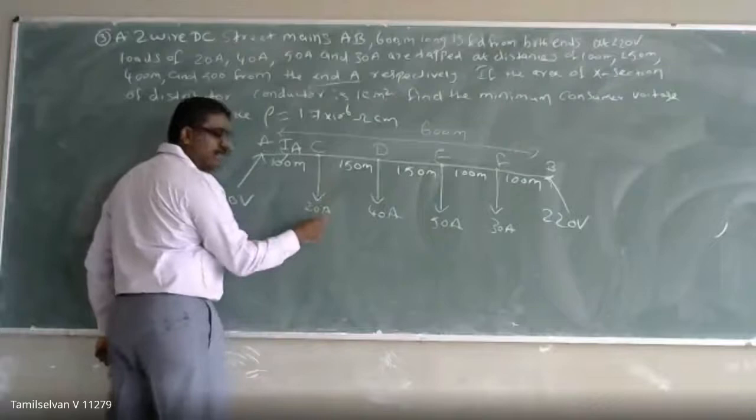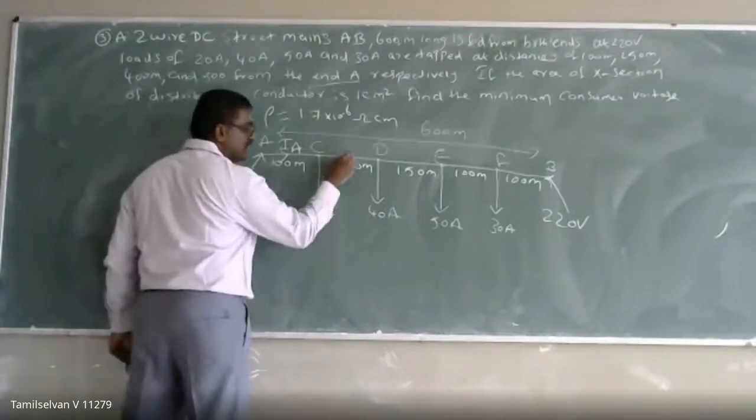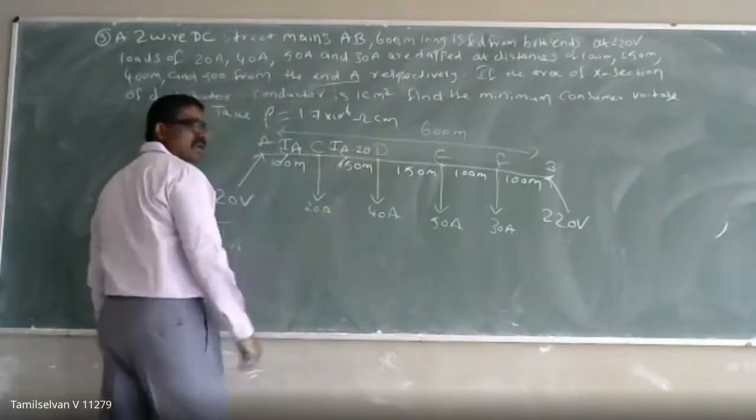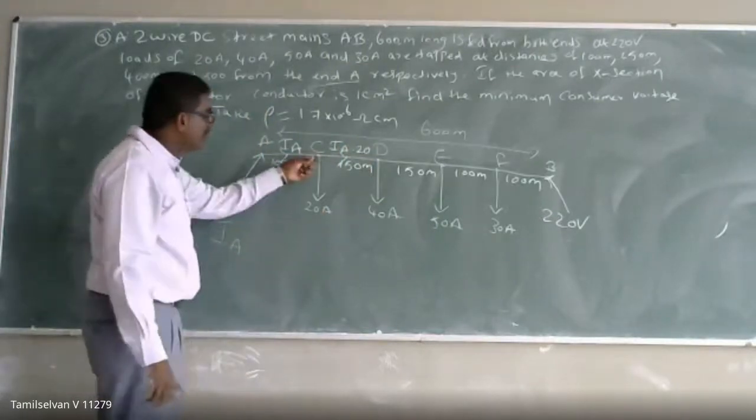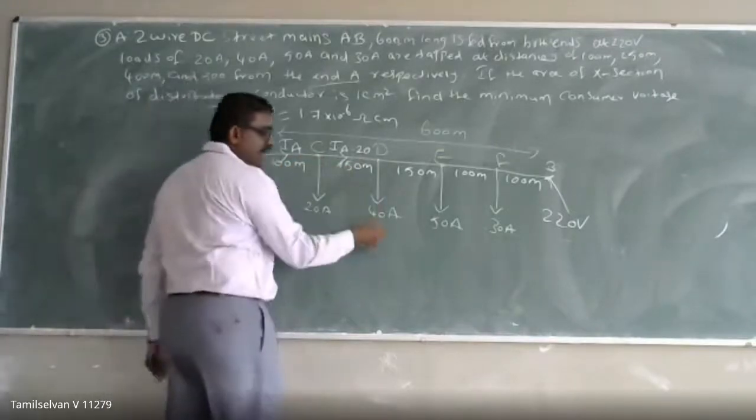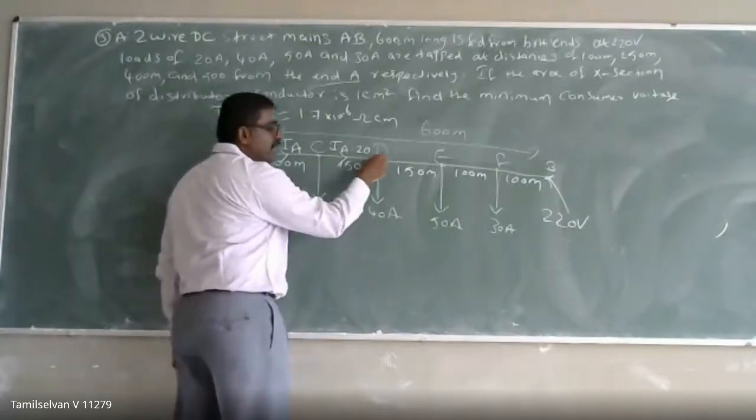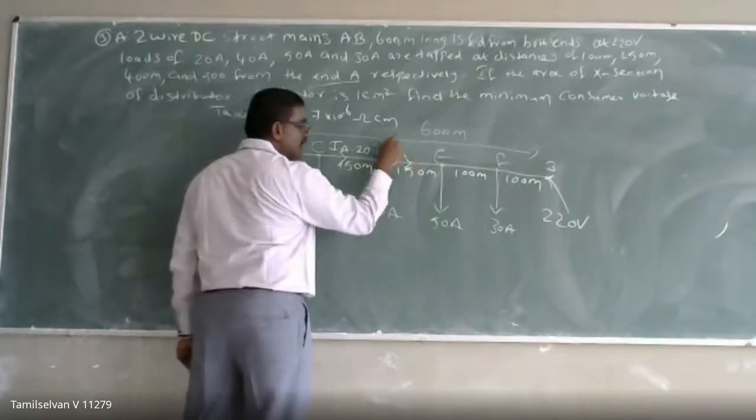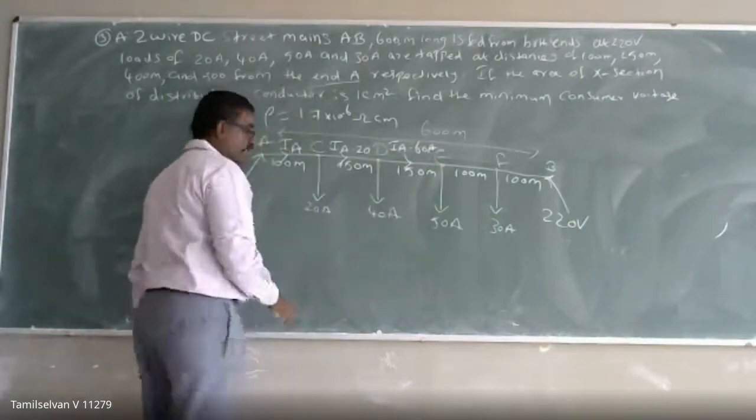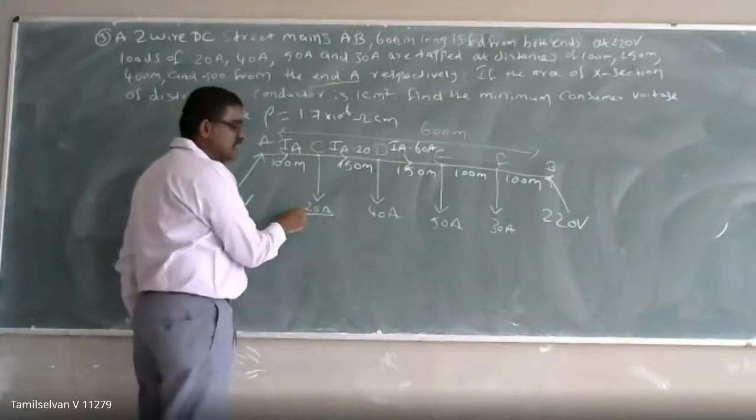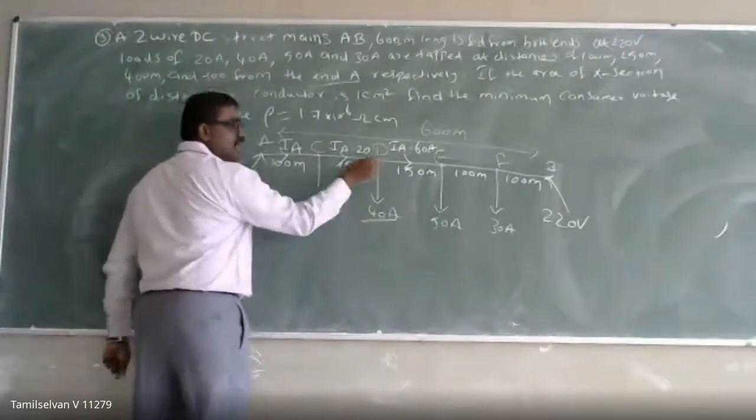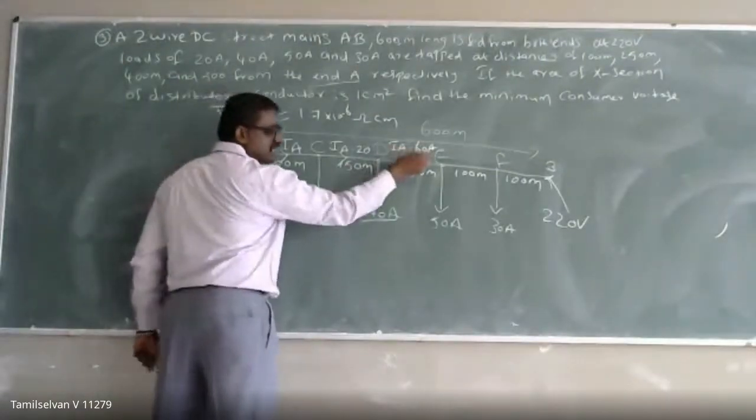At this tapping, 20 ampere is tapped. So the current at this section is IA minus 20 ampere, which leaves from the C node. What about D? D is again tapped at 40 ampere. So the current leaving from D is IA minus 60 ampere. Why? Because 20 has already dropped at C and 40 has dropped at my D point. So the current leaving node D is IA minus 60.